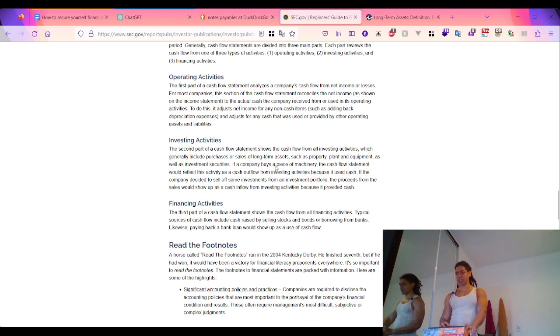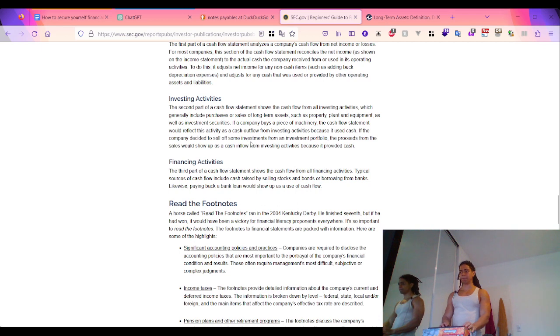If you buy a piece of machinery or purchase any intangible assets, whether it's a patent, a trademark, or goodwill, or you acquire a plant or a property, this activity is reflected as a cash outflow, because it used cash. If the company decides to sell off some investments from an investment portfolio, the proceeds from the sales will show up as a cash inflow from investing activities because it provides cash.